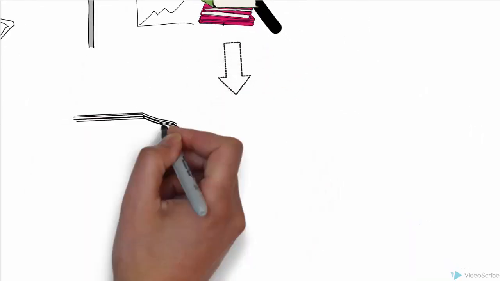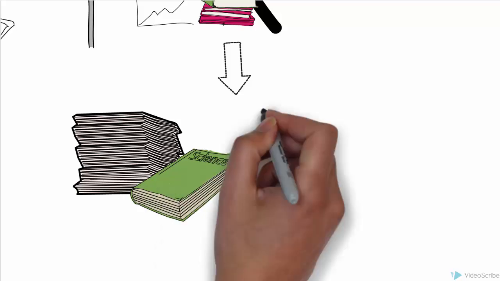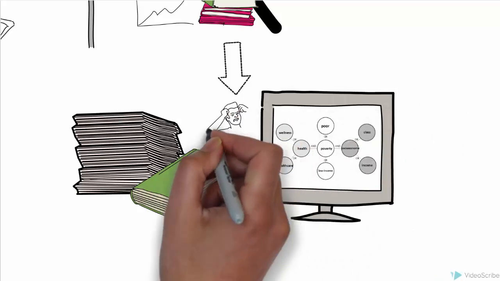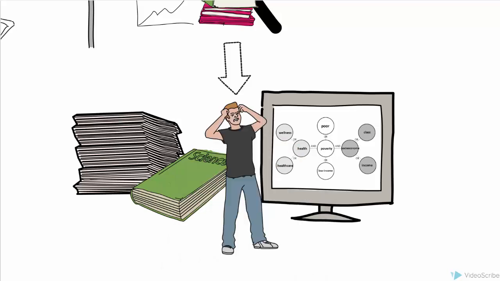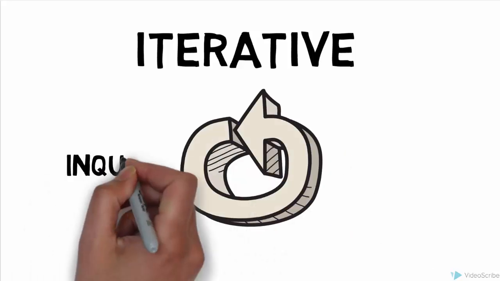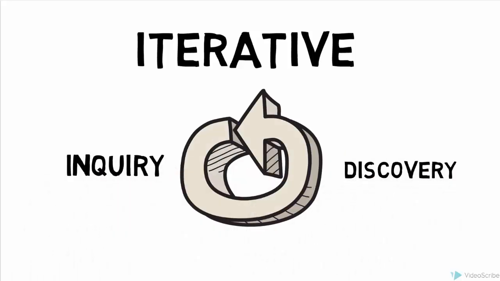Research involves using multiple resources, trying different search keywords, and thinking critically about the information you have found. Research is iterative. It is not a straight line, but a cycle of inquiry and discovery.